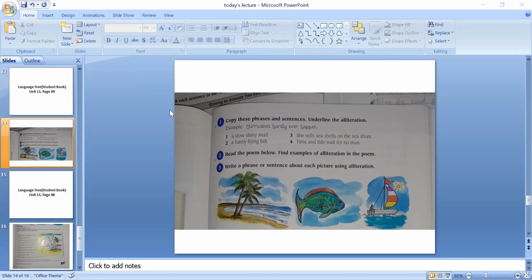Okay, time, no problem. Fine, fine, it's fine. T sound, time. You will underline T, and tired, you will underline T.